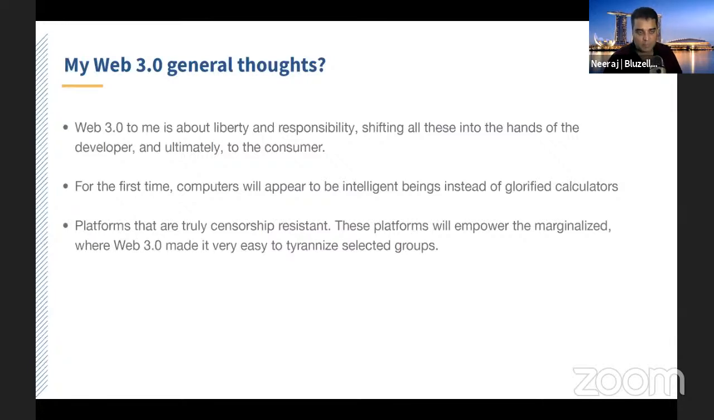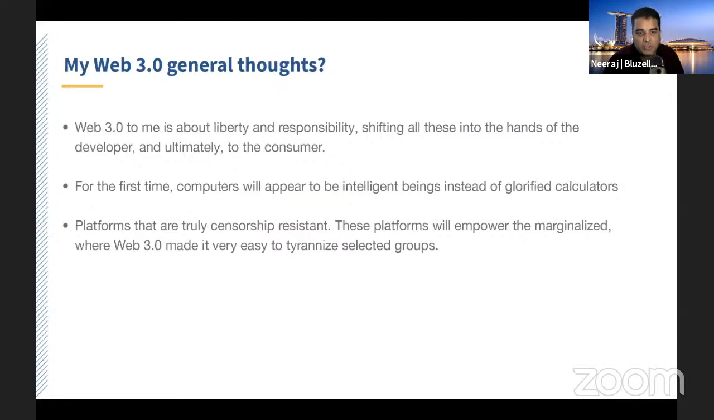One of the big things about Web 3.0 that hopefully some other parties will talk about is that computers are now going to appear to be intelligent beings. With Web 1.0 and 2.0, they weren't. They really were just glorified calculators. They executed algorithms and really they didn't do a whole lot more. With 3.0, especially with blockchain, we're going to see that computers are going to appear like living creatures. They're going to react to data dynamically and be able to do heuristics and things that are AI.